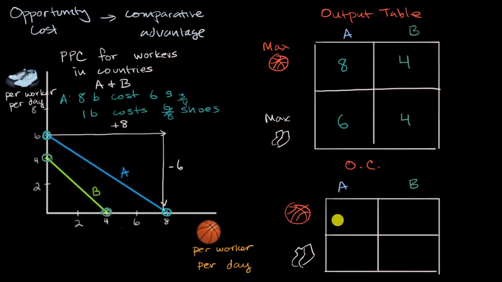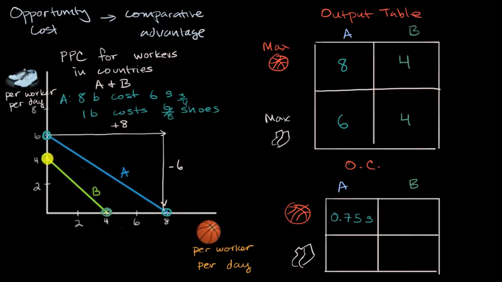So 1 basketball costs 3/4 of a pair of shoes, or we could say that as 0.75 S, where S is a pair of shoes. This is my simplified notation. And what about in country B?